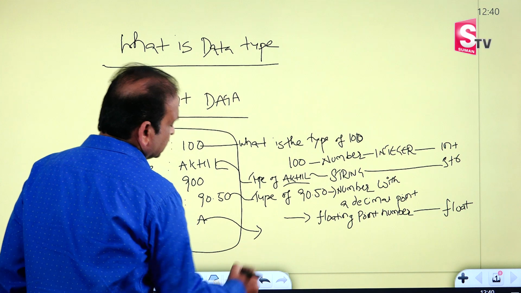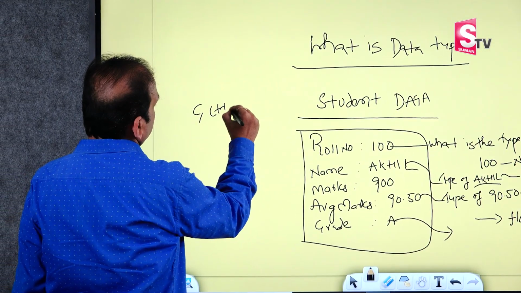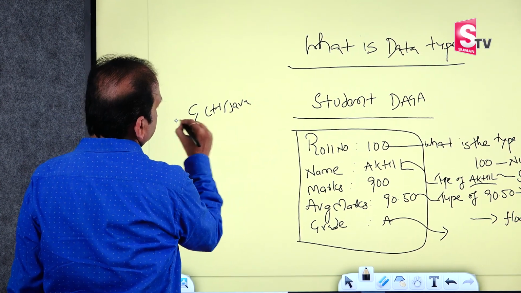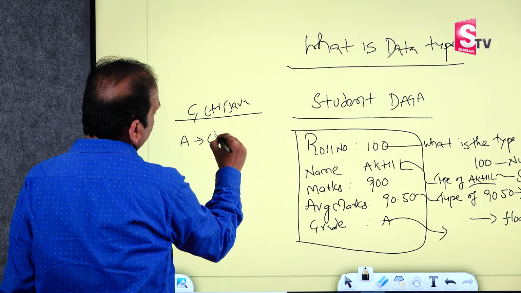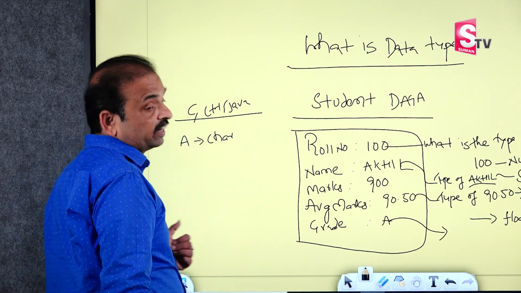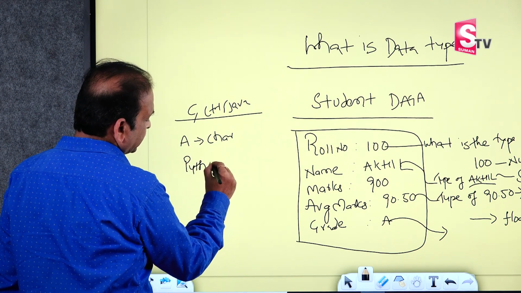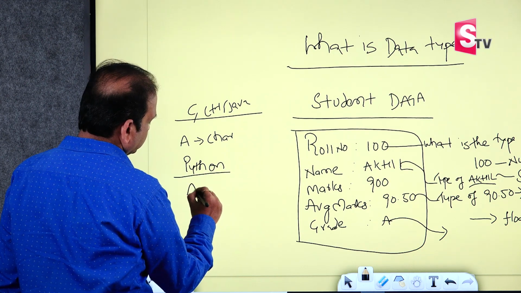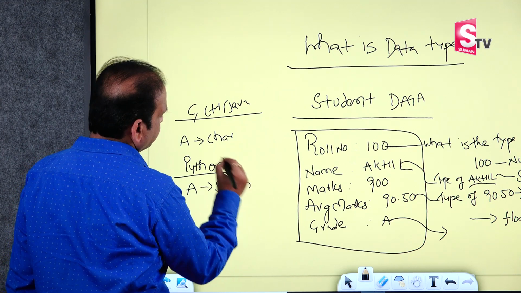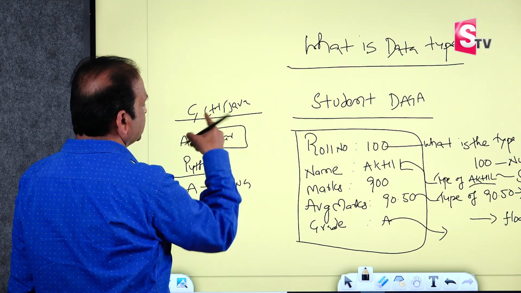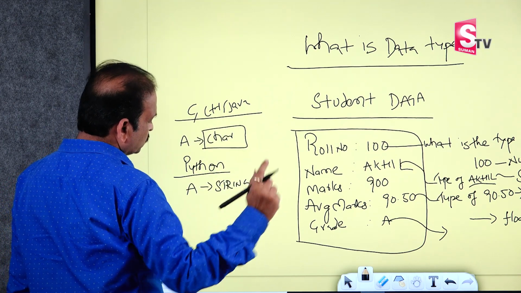Only one character, in C or Java. For example, there is only one character called A. A is called char in other languages. But in Python, if it is a single character, we call it a string only. A is also a string. It's not a character. There is no char data type in Python, whereas in C++ and Java, we have char. But in Python, even one character is a string.